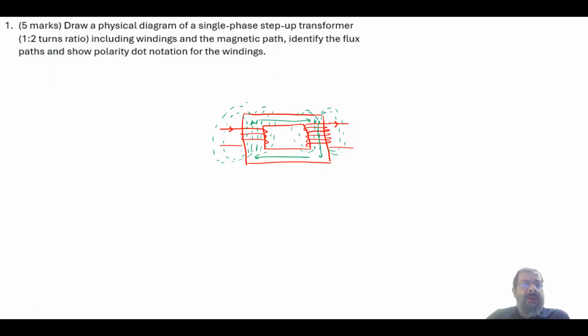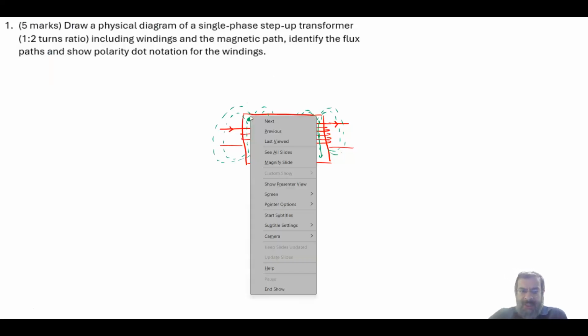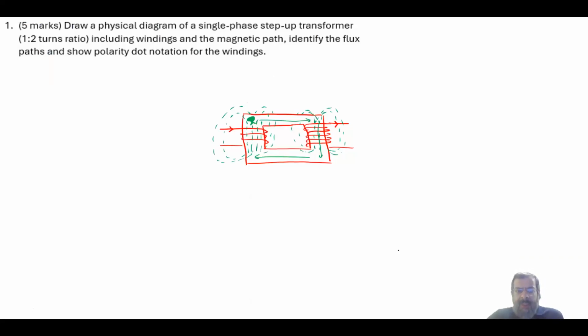Then it says to identify and show the polarity dot. Now the polarity dot, when the current enters, so if this is the dot here. Let me use a different color again to show that clearly. So let me use black. This is the dot in the primary. So when the current enters at the dot, the current will leave at the dot from the other side. So here will be the dot here. The current in the primary enters the dot, the current in the secondary leaves the dot.